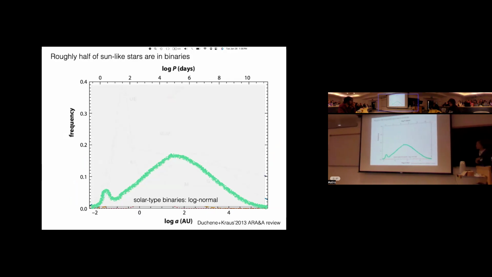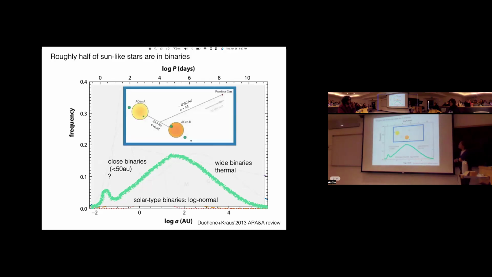So I want to introduce one slide on what binaries look like. It turns out half the stars, at least for sunlike stars, half the stars in our neighborhood, and in the universe too, are in binaries. They are distributed like a green curve in periods, if you just look at how separated they are. This is the frequency of binaries in period, and we call it log-normal because it's in logarithmic space.